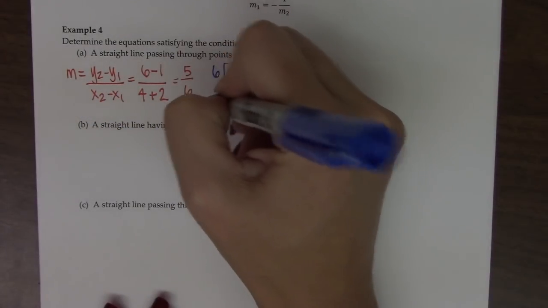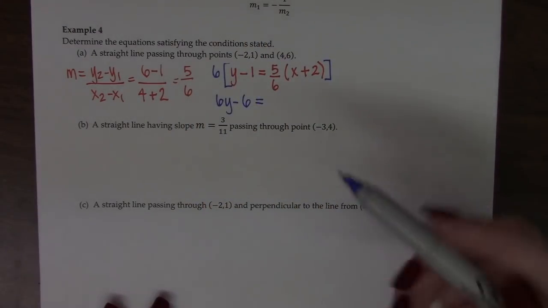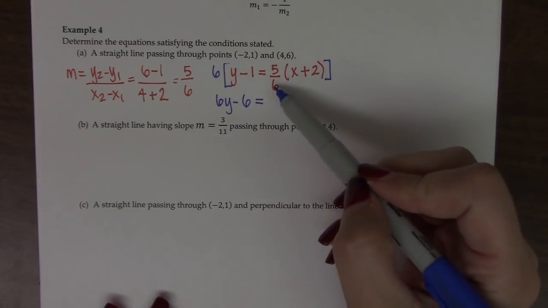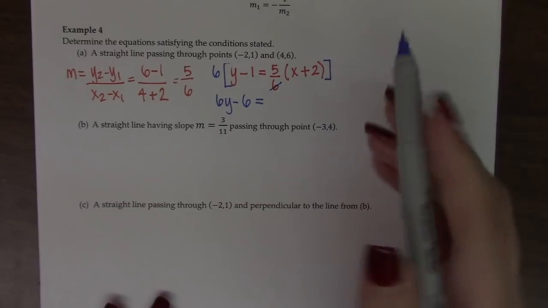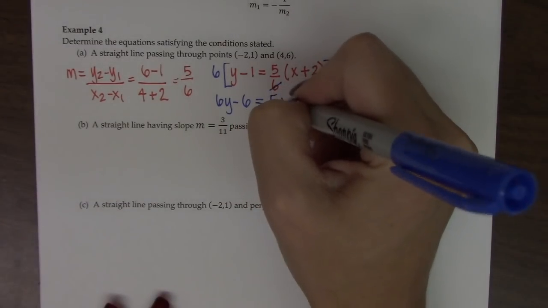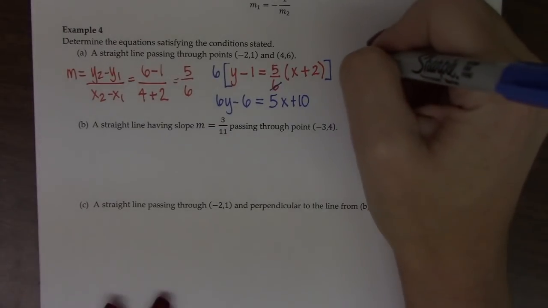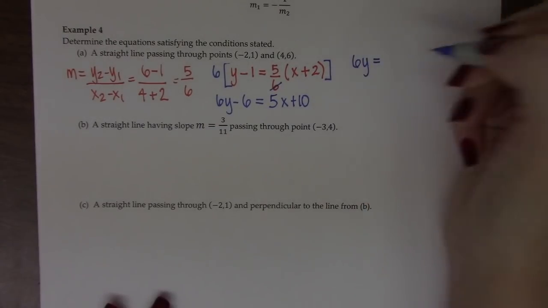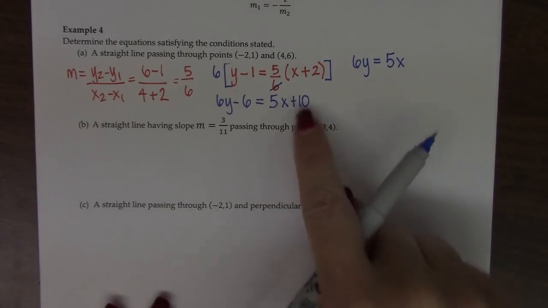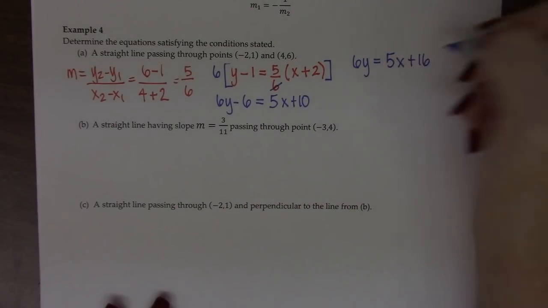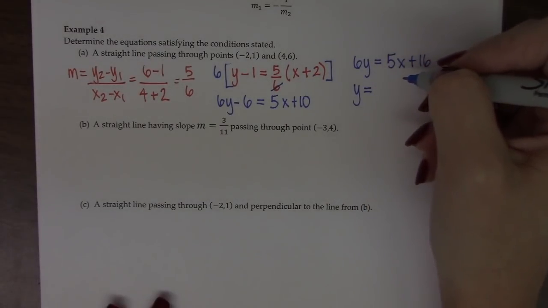So I'll get 6y minus 6 on the right, but this 6 here cancels this 6 here. So now I just distribute the 5 on the right side. Now I've got all whole numbers to deal with. So 6y will equal 5x. I'm going to add the 6 to both sides, so I get 16. And now I'm going to divide the equation by 6.